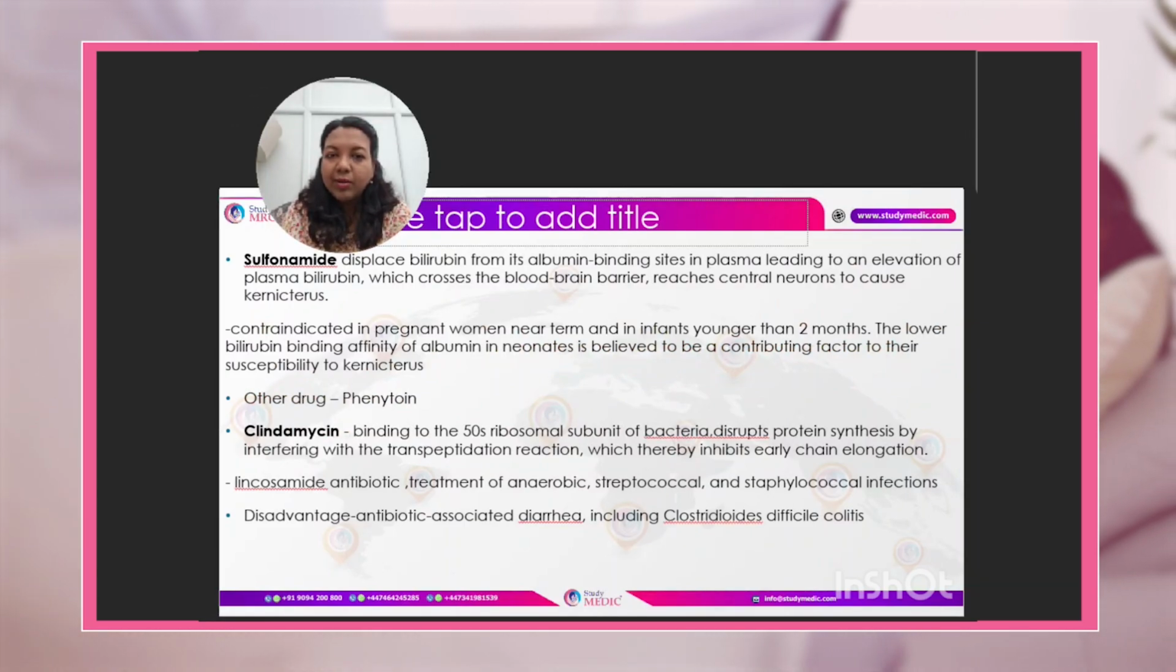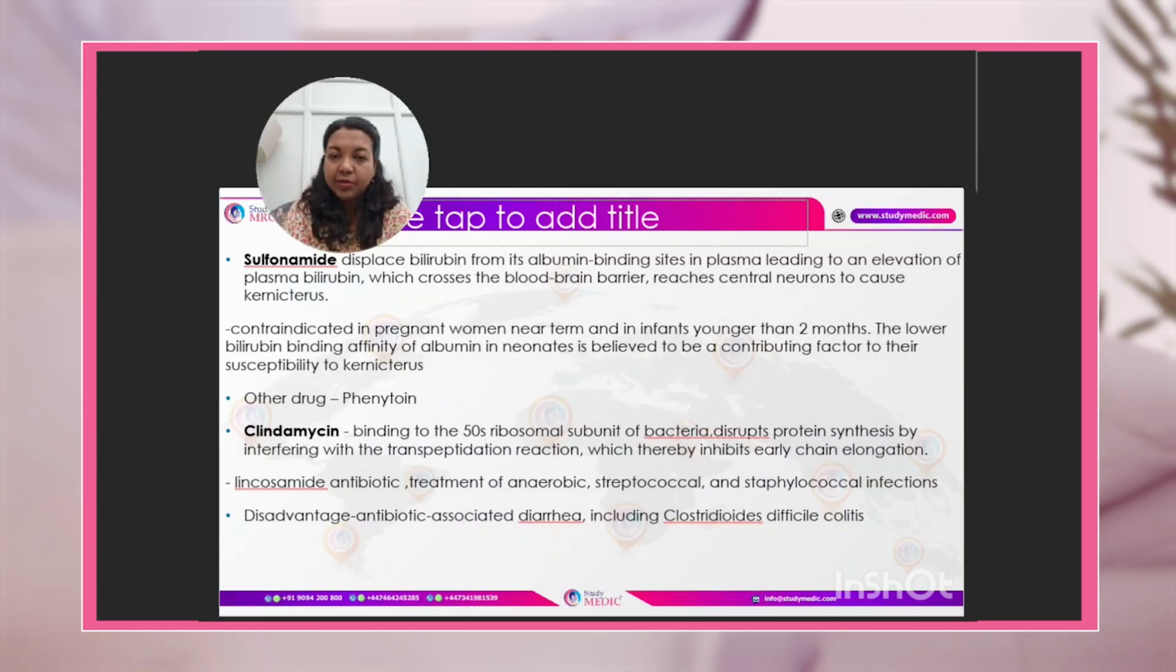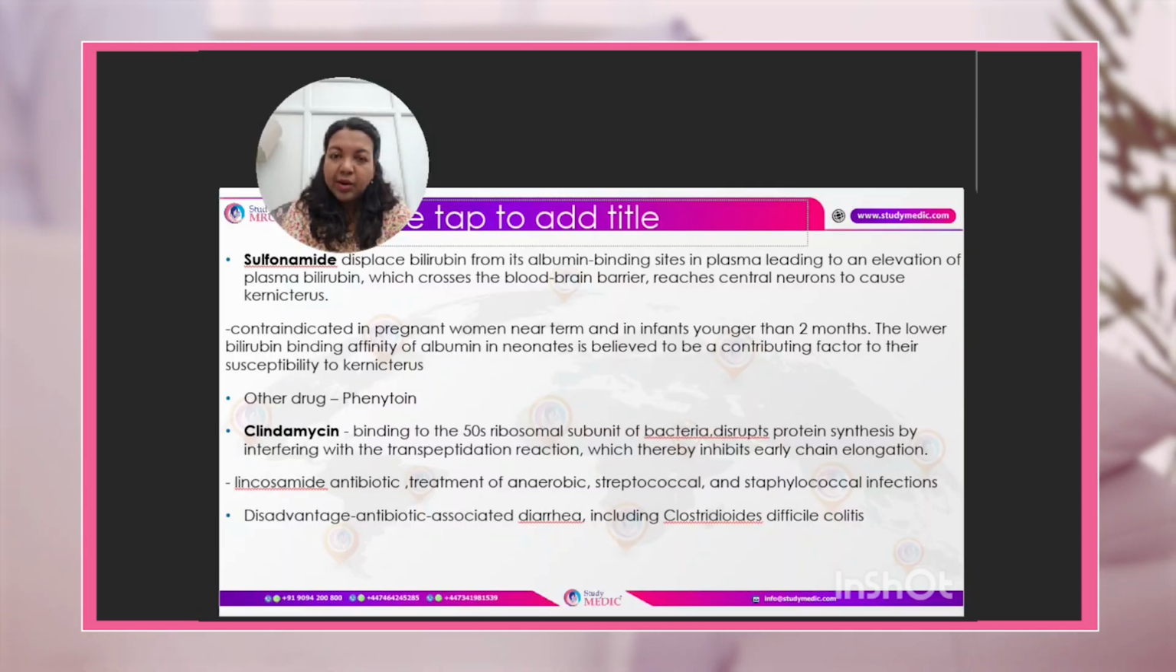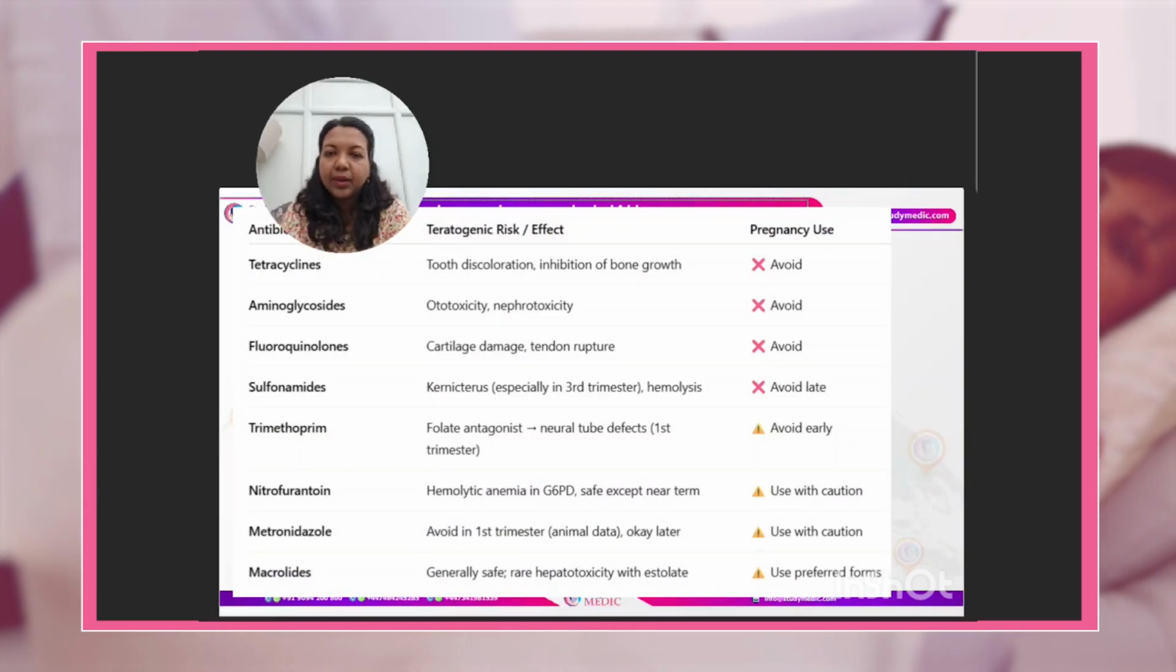Sulfonamides we already discussed: an antifolate antibiotic, to be avoided during the third trimester because of the risk of kernicterus. Clindamycin is a lincosamide antibiotic. It binds to the 50S ribosomal subunit and inhibits protein synthesis.